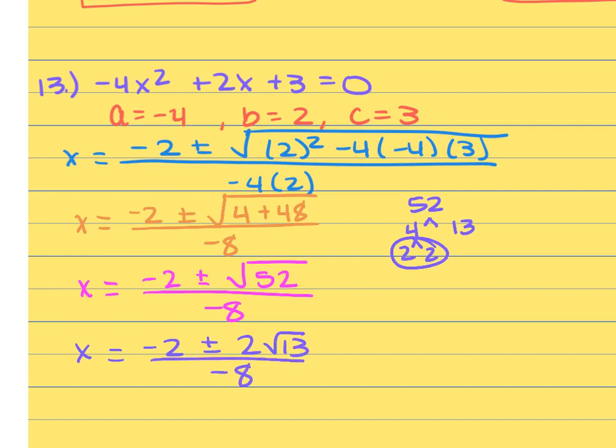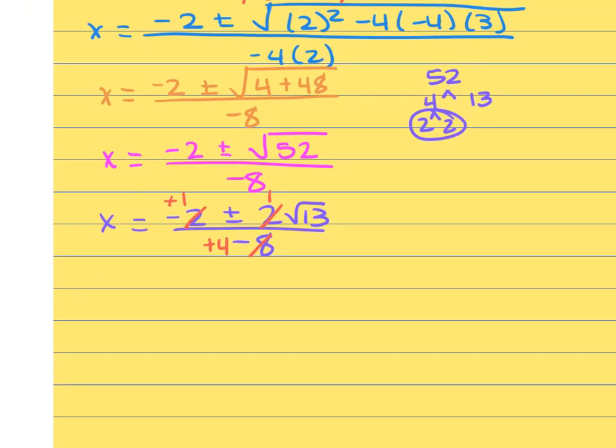We're going to simplify here. The negative 2 becomes a negative 1. The 2 becomes a 1. The negative 8 becomes a negative 4. These negatives are also going to become positive. So that way it's just x is equal to 1 plus or minus square root 13 all over 4.